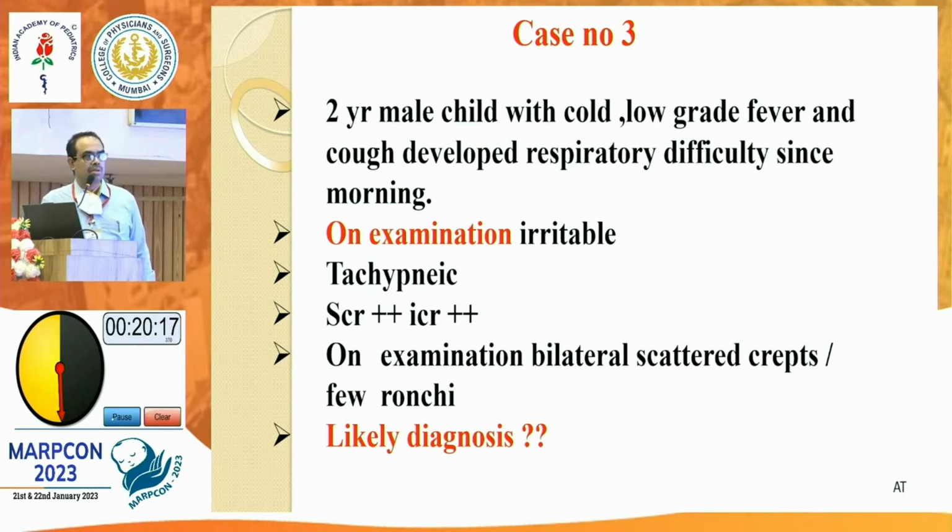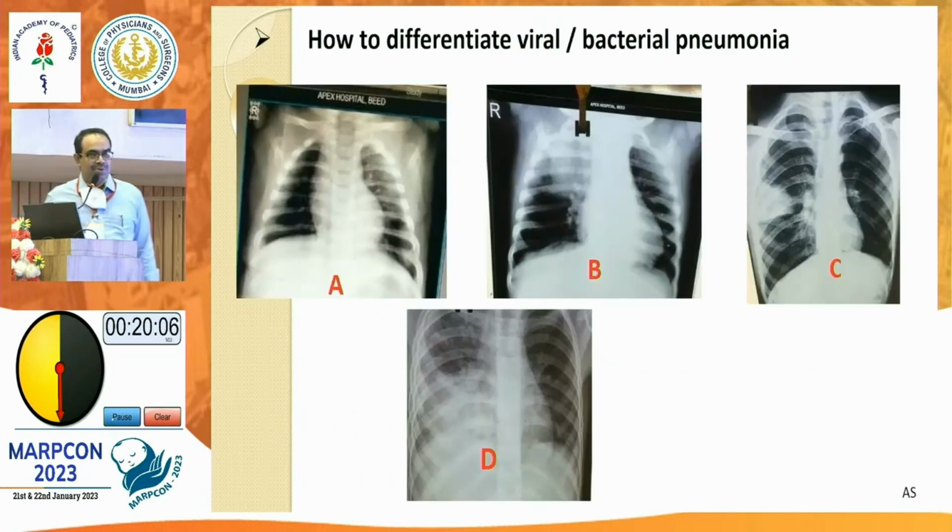It looks like community acquired pneumonia. Okay, you think it's a community acquired pneumonia. Better, you haven't told lower respiratory tract infection. So I'll go back to Asad. How to differentiate viral and bacterial pneumonia?